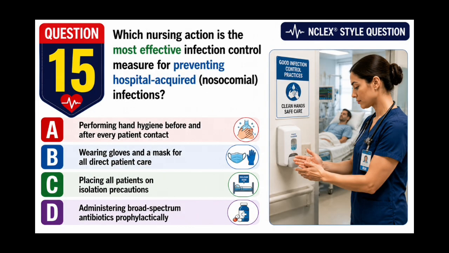Question 15. Which nursing action is the most effective infection control measure for preventing hospital-acquired nosocomial infections? A. Performing hand hygiene before and after every patient contact. B. Wearing gloves and a mask for all direct patient care. C. Placing all patients on isolation precautions. D. Administering broad-spectrum antibiotics prophylactically.